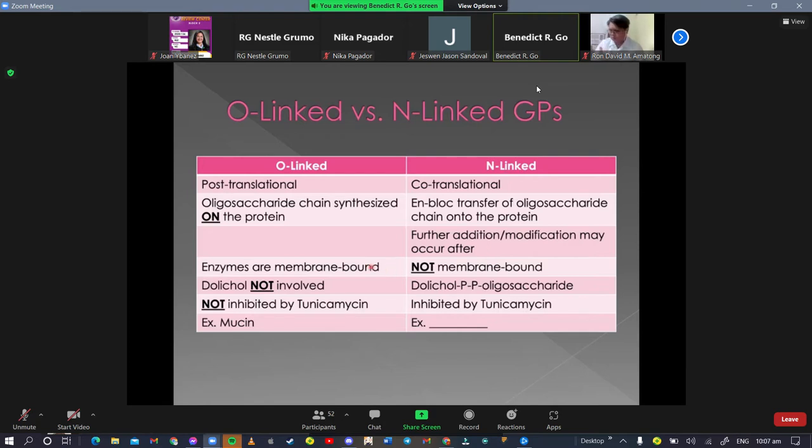Enzymes are membrane bound in O-link, but in N-link, not membrane bound. We don't use dolichol for O-link, but your dolichol-PP-oligosaccharide, you can find that in your N-link. Again, O-link is not inhibited by tunicamycin, but in your N-link, the first step is inhibited by tunicamycin. An example of your O-link, which I mentioned, with very high O-linkages, is your mucin.